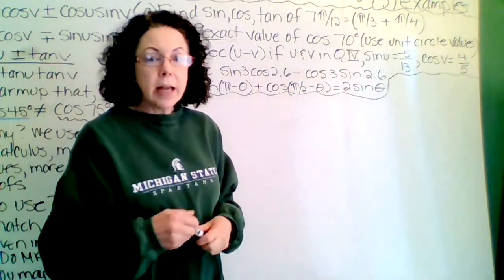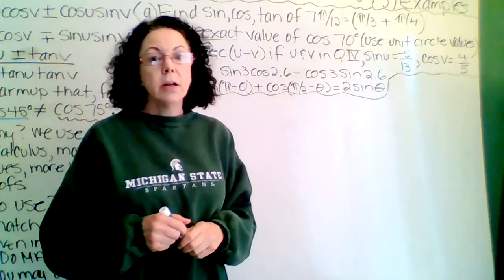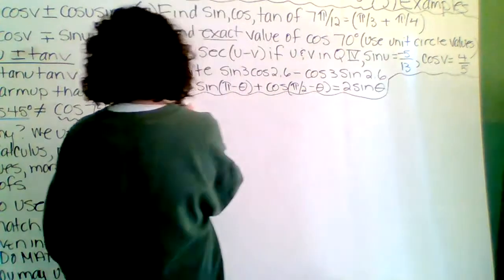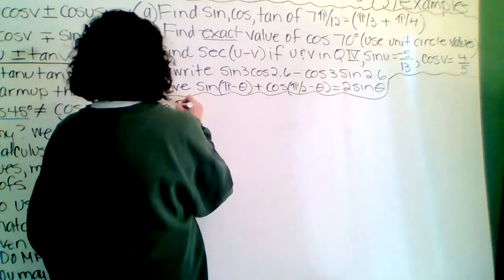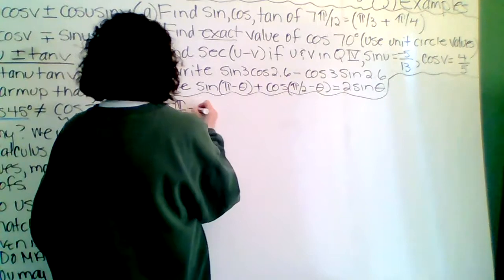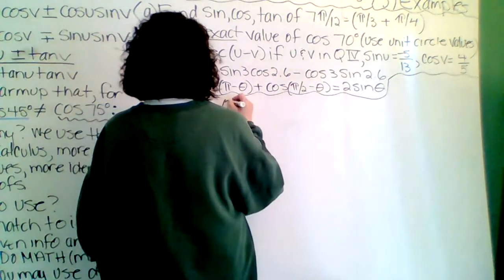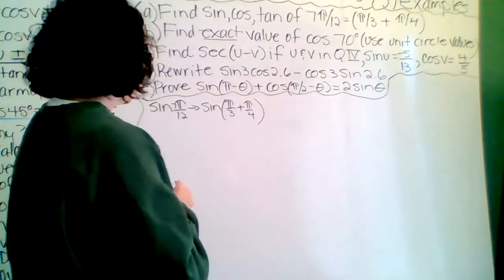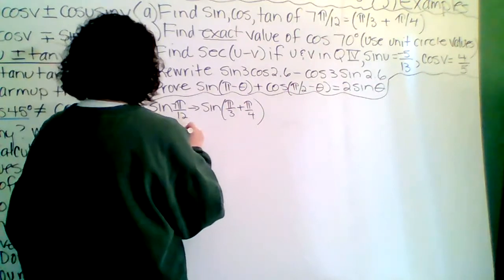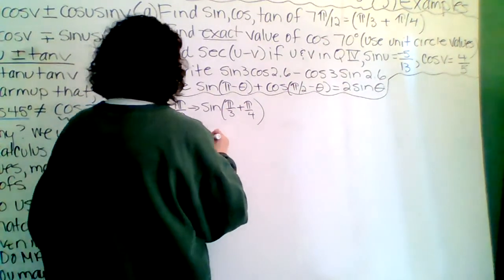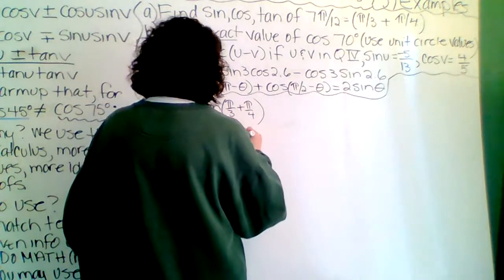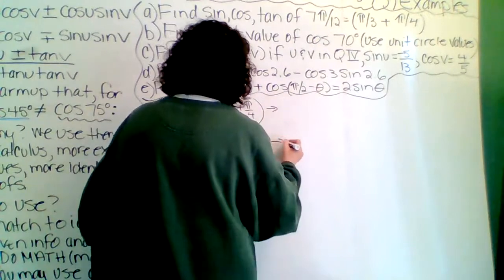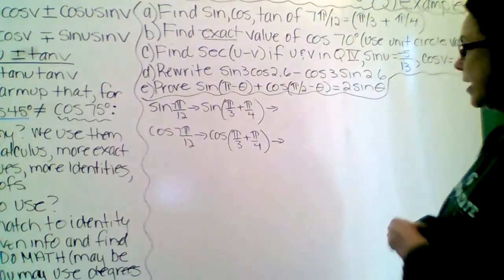Okay, so let's first find sine, cosine, and tangent of 7 pi over 12, by writing it as sine of 7 pi over 12 is sine of pi over 3 plus pi over 4. Okay, and let's do cosine of 7 pi over 12 is cosine of pi over 3 plus pi over 4. Okay, so the first thing we do is, and then we'll do tangent.